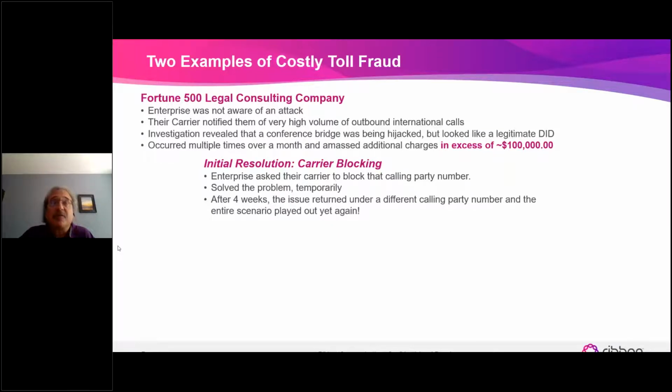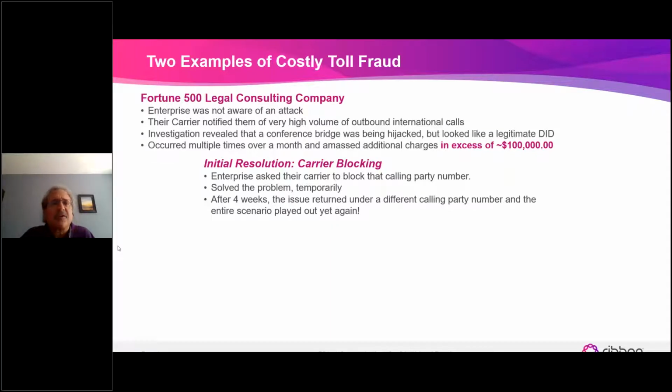They had no idea that they were under attack. Their upstream SIP trunk provider, their carrier, notified them that they were seeing a high volume of traffic going outbound to international calls. That was probably not something they were normally doing. They didn't even know it. An investigation revealed that a conference bridge had been hacked. It looked like the traffic coming in and then joining the conference bridge for outbound calls was a legitimate inbound DID, but it wasn't.